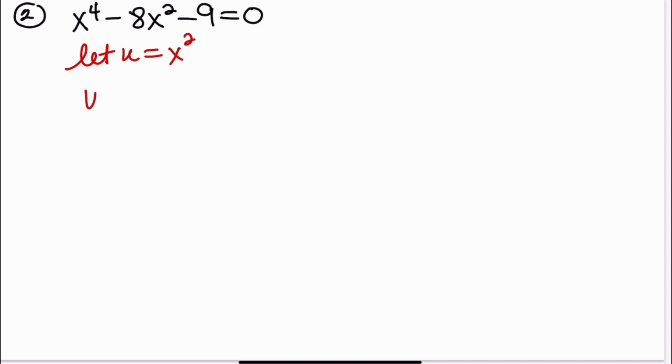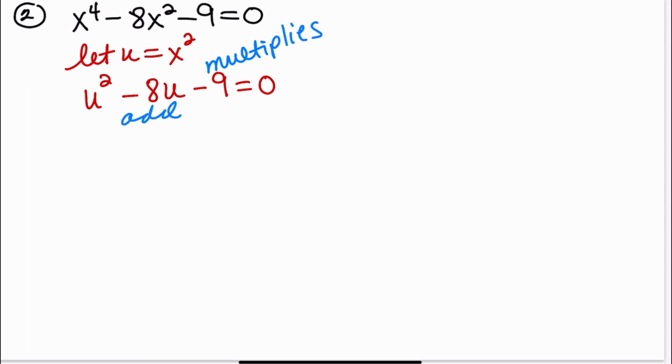So we get u squared minus 8u minus 9 equals 0. This one is much easier since it is factoring a trinomial and the leading coefficient is equal to 1. So what multiplies to give me negative 9, that's going to add to give me negative 8? That's easy, negative 9 times a positive 1. I'm going to go ahead and write (u plus 1)(u minus 9) is equal to 0.